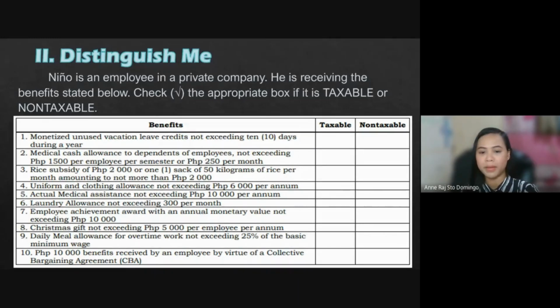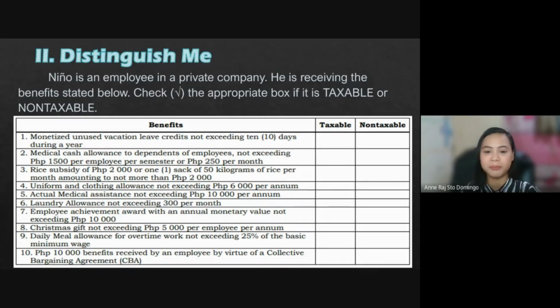Number 2. Chanel, can you read for us number 2? And answer as well. So, what is it? In your opinion, non-taxable or taxable? Very good. So, this is non-taxable. If it exceeds 1.5, that is the time it becomes taxable.